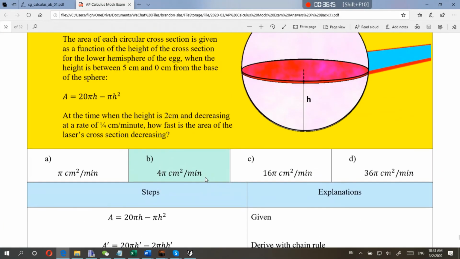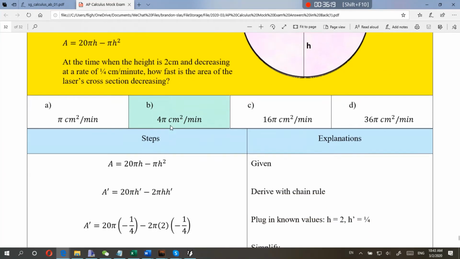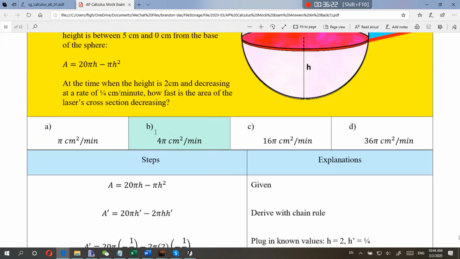Okay, now they asked how fast, which is a speed. Speed does not have direction, so this negative won't show up in our answer. If they asked us for the velocity, it would have direction and the negative would matter.